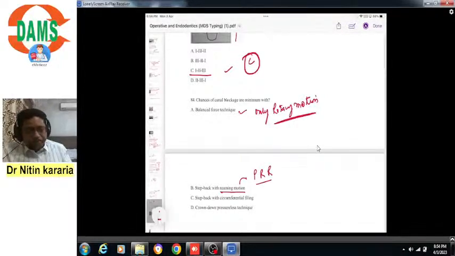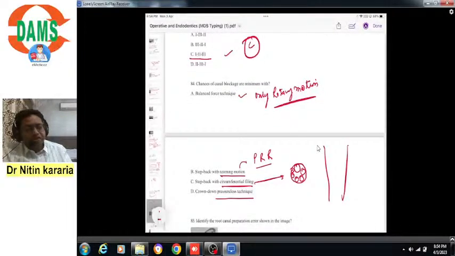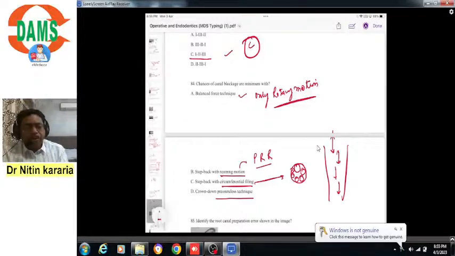Step back with circumferential filing. Whenever we do circumferential filing, we do filing of all the walls of the root canal. This is known as circumferential filing. Or crown down pressureless technique. Crown down means we start from the top of the root canal, go down, go down, go down without involving any form of pressure. So the chances of canal blockage are minimum with this.